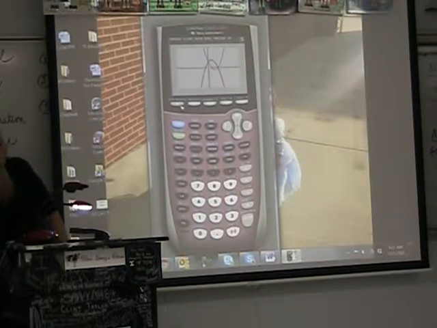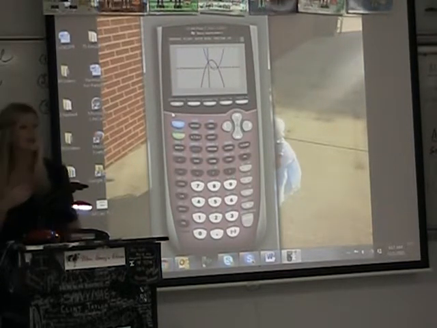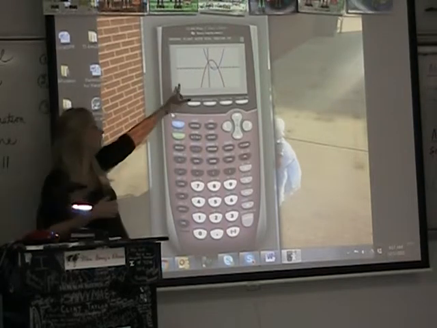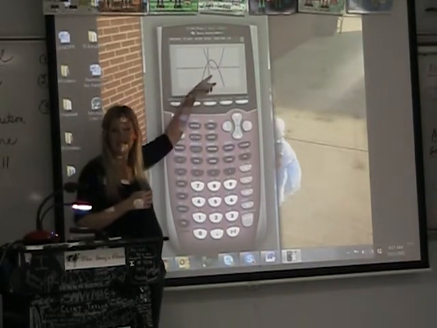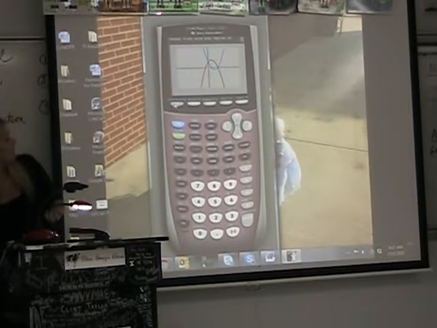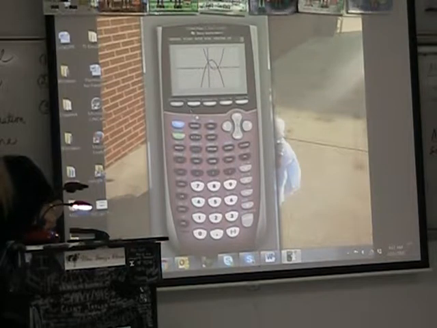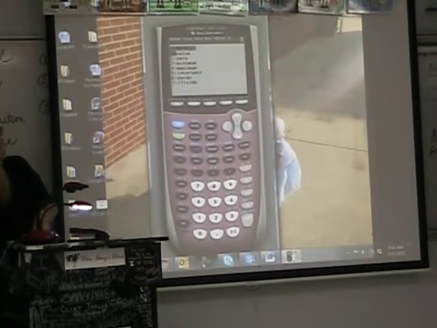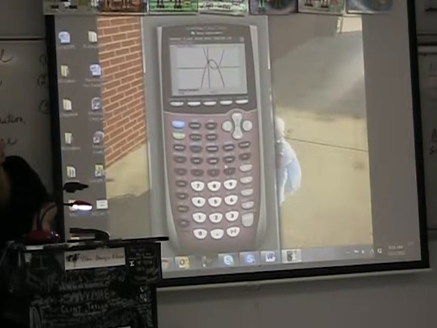Okay, now I'm on my 84 just because I thought we would be able to see in color the two different graphs. You're probably using your 89. So I'm going to show you real quick on the 84 and then I'll project my 89 up here too, in case you don't know how to find the intersection points on there. So on the 84, if you're using that calculator, you're going to go to second trace and choose number 5, intersection.